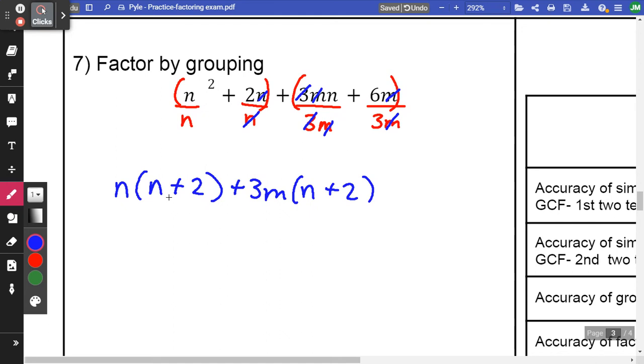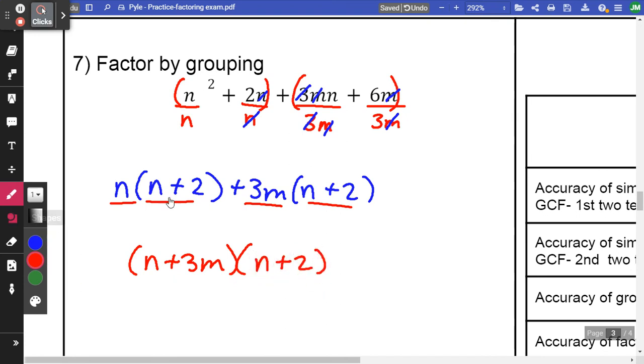Now I can piece this together by undoing one of the FOIL method steps and take the outside here and piece it together into one binomial, so n plus 3m. And then the one that they do have in common, n plus 2, is going to be at the end, like so. And this is going to be my final answer.